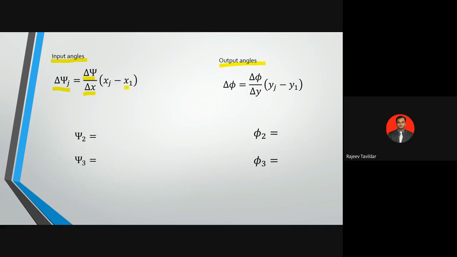Okay, so I cannot start with j as 1. I will repeat the reason why. If I take j as 1, then delta psi 1 will be equal to delta psi by delta x, and in the bracket I will have x1 minus x1, which will be 0. This is one reason why I am not going to start with j equal to 1.